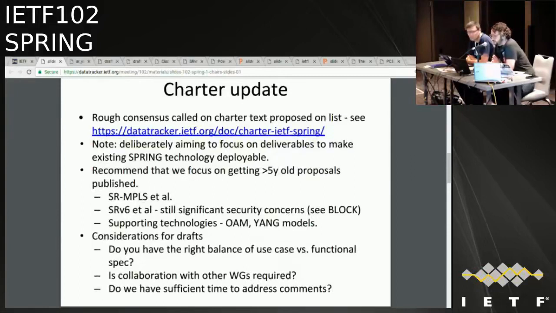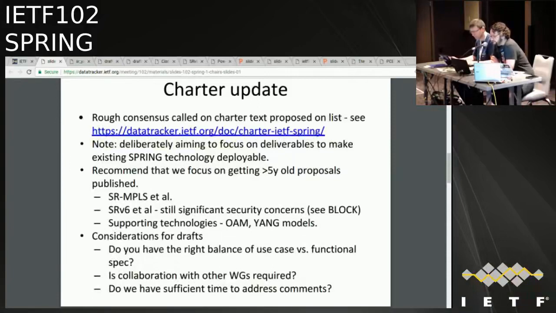We deliberately aimed to focus that on things that were making Spring technology deployable. I think we've got a bunch of the old documents around that we've worked on for some time where there are some operational considerations that we need to make sure that we cover, and cover some of the gaps before moving on to other things. So that's been the aim of the charter. We have, as a working group, a bunch of things that are ongoing. We still have documents that are somewhat dated that need to get through the standardization process. So, for example, the SR-MPLS document still has some nits that need to be dealt with.